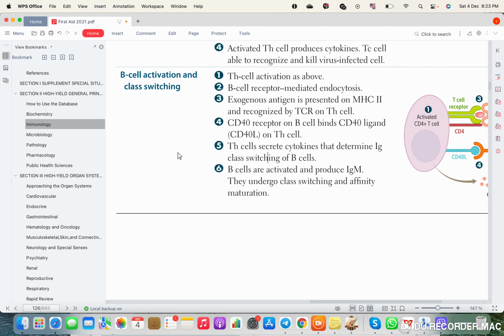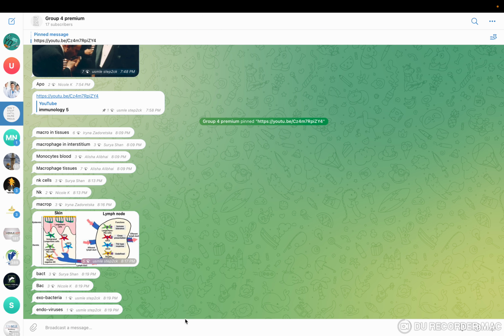So what is class switching? Well, normally all of your cells make the exact same antibody, okay? So this antibody, all B cells make IgM, okay? All of them.